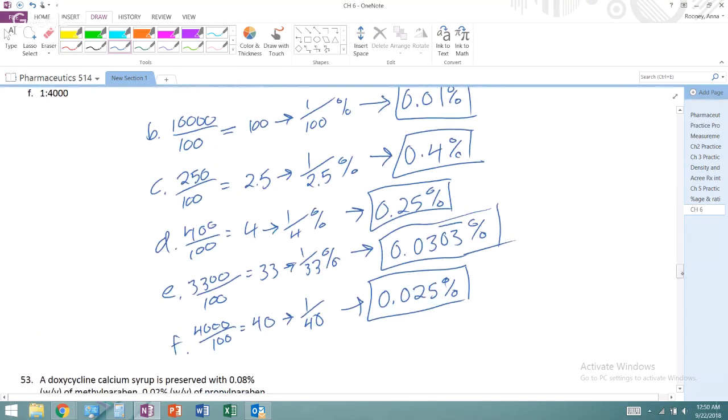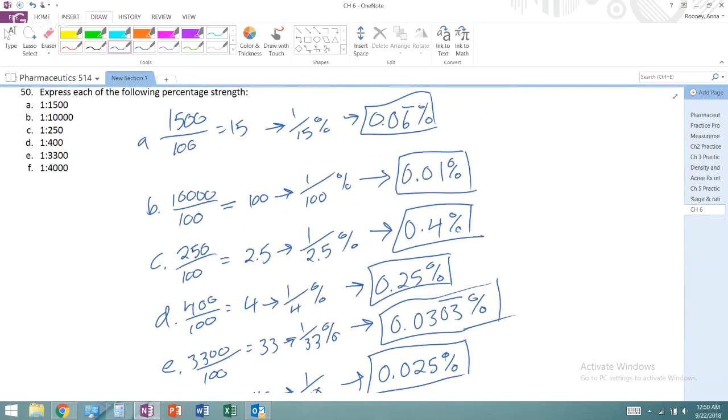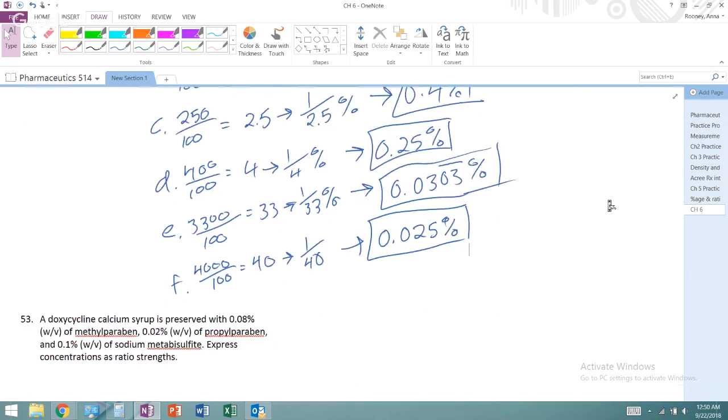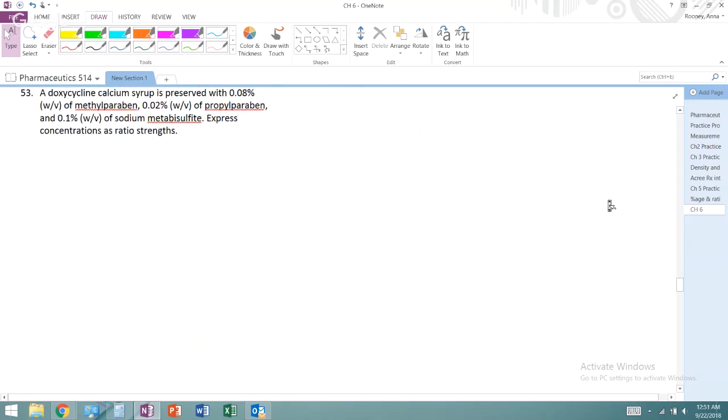So does this one make sense? I think it's a pretty straightforward one. A doxycycline calcium syrup is preserved with 0.08% weight per volume methylparaben, 0.02% of propylparaben, and 0.01% of sodium methyl sulfate. Express concentrations as ratio strength.